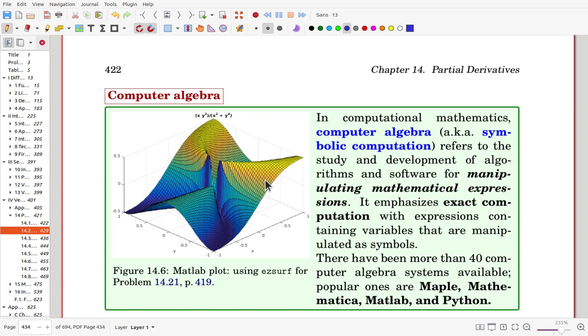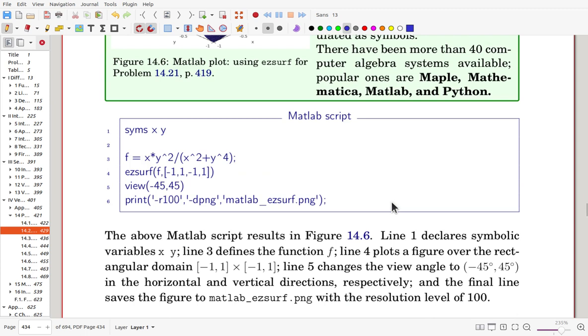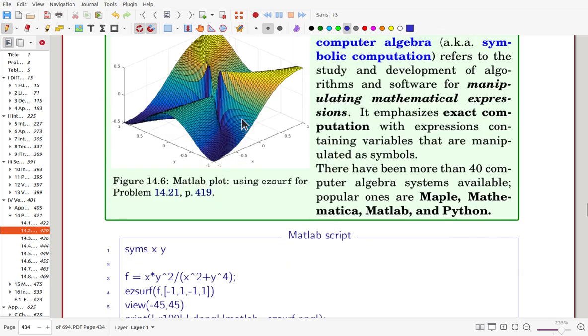There are more than 40 computer algebra systems available over the world, and the popular ones are Maple, Mathematica, MATLAB, and Python. You may choose any of this software. This is a MATLAB script, and along with that one, I made this figure.